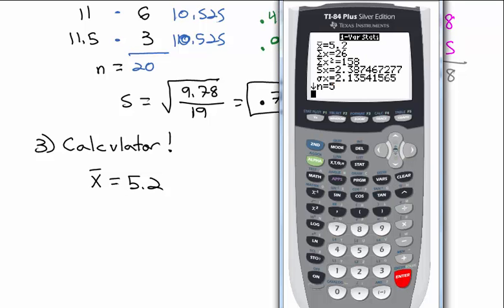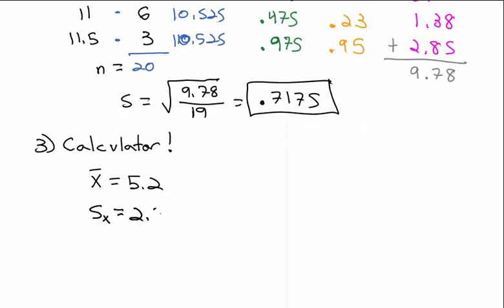Going down, you'll see the sum of the x's is 26. The sum of the x squareds, we didn't really use that. Then you've got Sx and sigma x. Remember, Sx is the sample standard deviation. Sigma is the population standard deviation. So I need to decide at this point, is this the sample or the population? We said it was a sample, so Sx, the sample, is 2.39, which is the same sample standard deviation that we found in part 1.